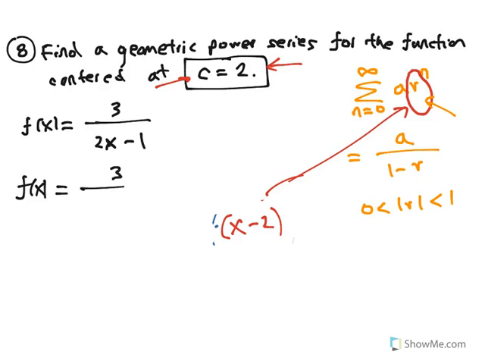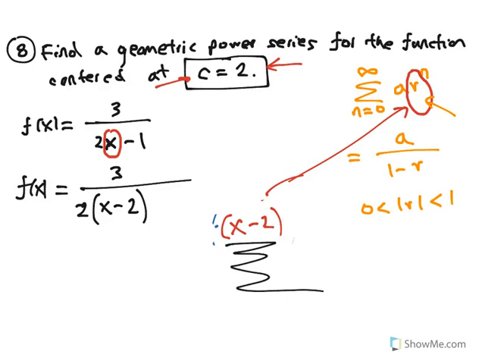So here we're going to take advantage of that. What we want is to have x minus 2 so that we will accomplish our objective of having a geometric power series for the function that's centered at 2. And here's what we're going to do to make that happen. Look at the x that I circled in red. I'm just going to put parentheses around it. I'll write the x that I circled in red, but I want to have x minus 2, so I'll subtract 2.